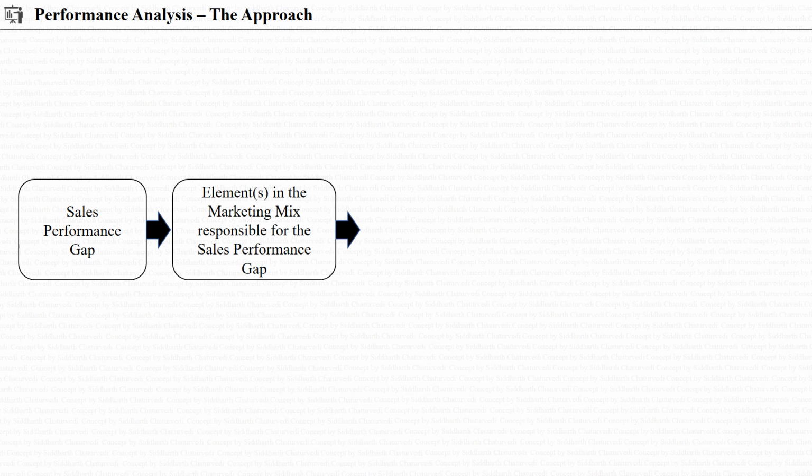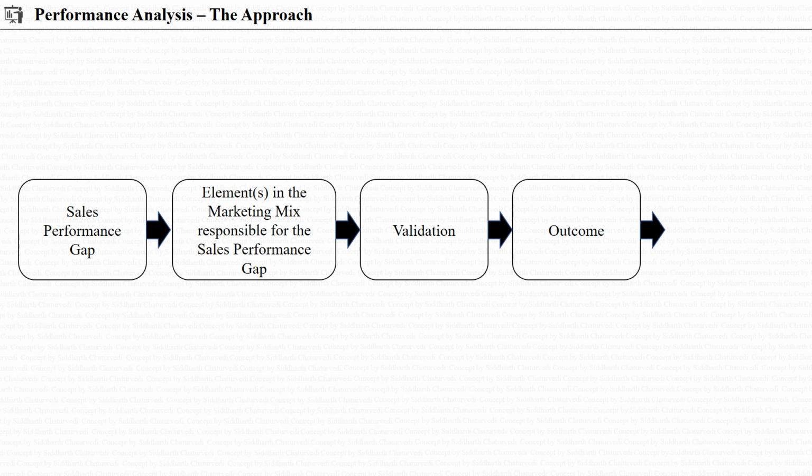Our analysis approach starts by identifying the element responsible for the sales performance gap. This is followed by a validation. This may be in the form of a test, a survey, or analysis to confirm that the marketing mix element identified is indeed responsible for the sales performance gap. Depending on whether the outcome of the validation is favorable or not, follow-on actions need to be planned. The follow-on actions will be in line with the organization's processes and structure.